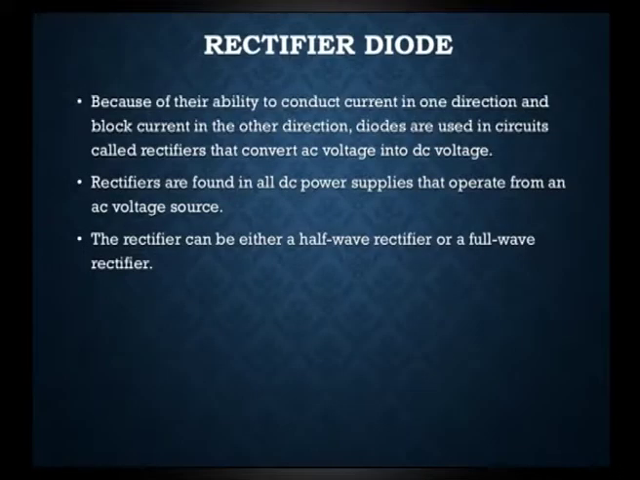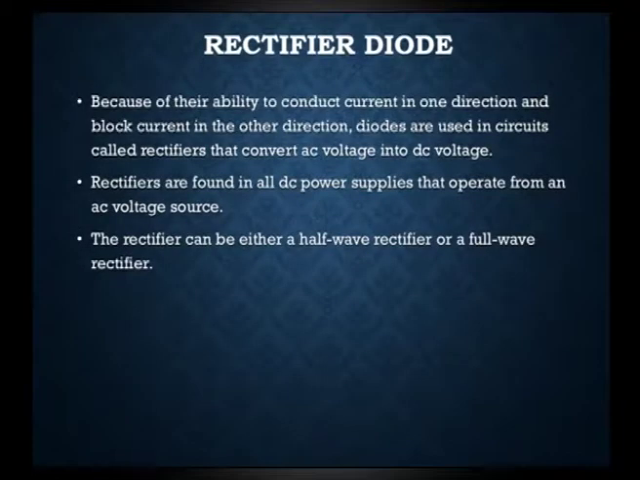The input for a diode will be AC. Rectifiers are found in all DC power supplies that operate from an AC voltage source. Usually we can see diodes in all DC circuits that operate with an AC supply voltage. The rectifier can be either a half wave rectifier or a full wave rectifier. That is what we are going to cover in detail in this session.